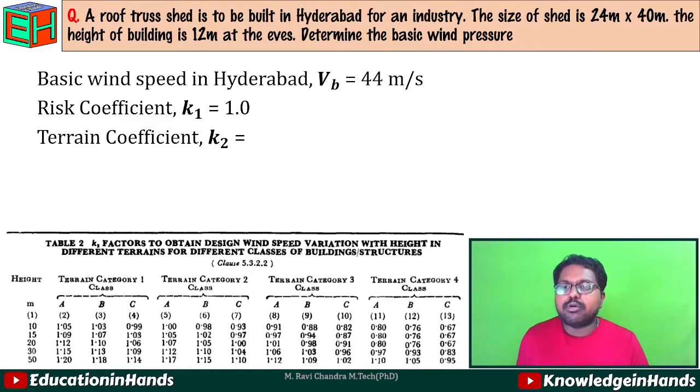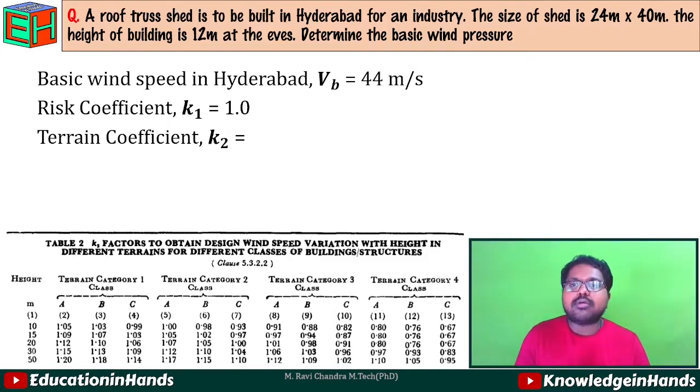So here, Table 2 gives the factors to obtain design wind speed variation with height in different terrains for different classes of buildings or structures. Here height is given, and for that height the value of K2 is given, but they divided terrains into 4 categories from 1 to 4, and in those 4 categories again we have 3 classes: A, B, C. Which category and which class this building belongs to, we don't know.